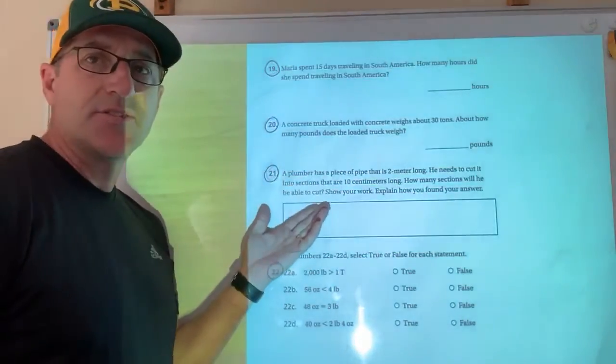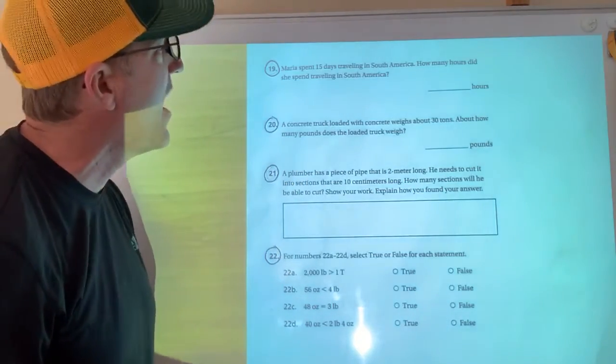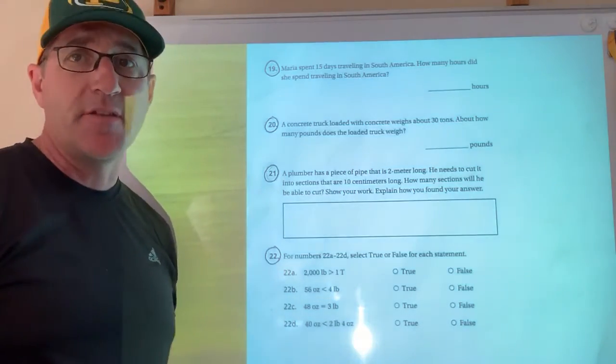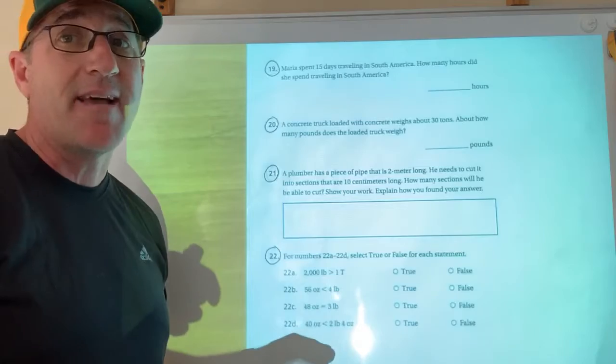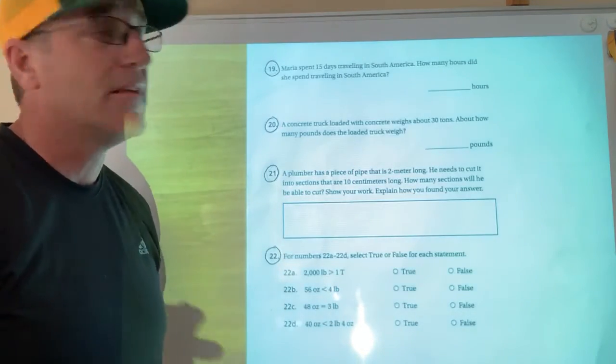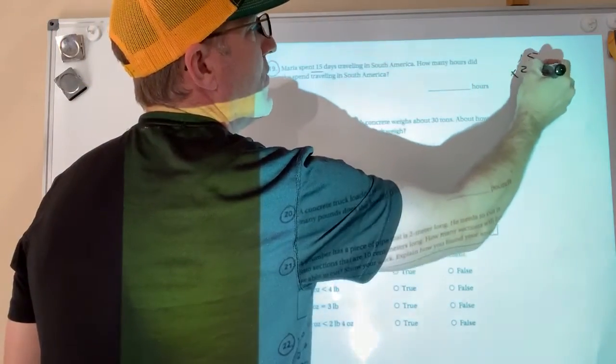Okay, last page. Maria spent 15 days traveling in South America. How many hours did she spend traveling in South America? Well, hours are obviously smaller than days. I will need more to have the same amount of time. So I'm going to end up multiplying by what? How many hours in a day? 24. So I got my 15 days, so it's going to be 15 times 24.